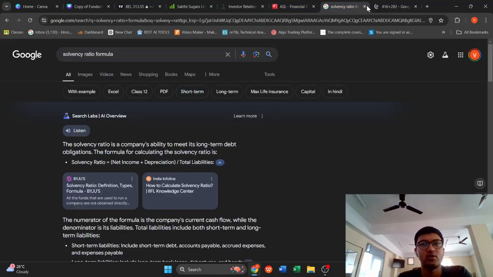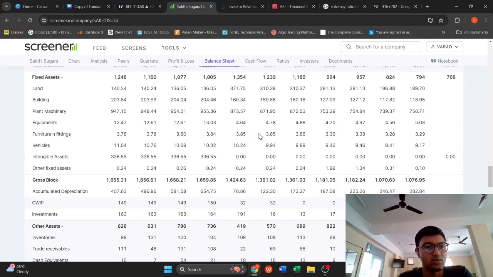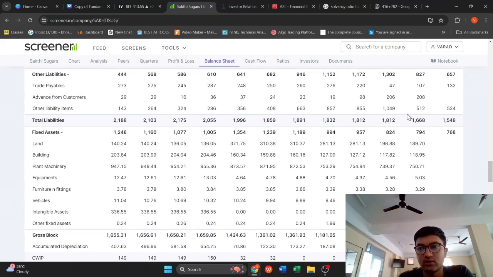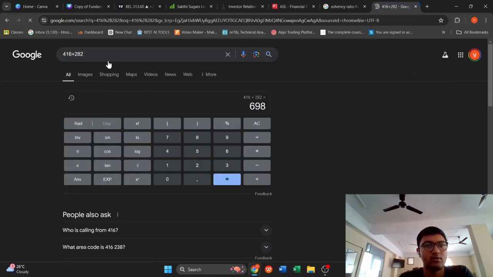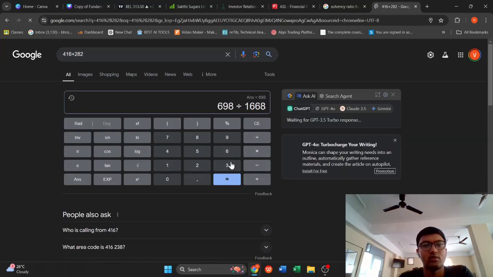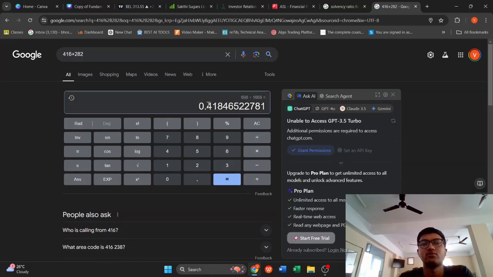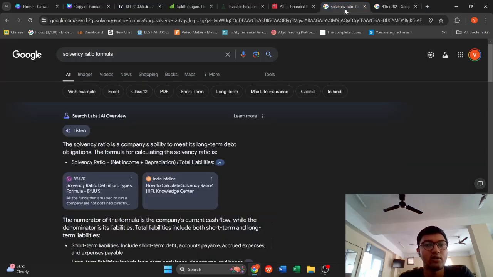This amount is divided by the total liabilities. The total liabilities in the case of Shakti Sugars in this particular year was 1,668. So it's divided by 1,668. That gives you 0.41. So is it a good ratio? Let's see.